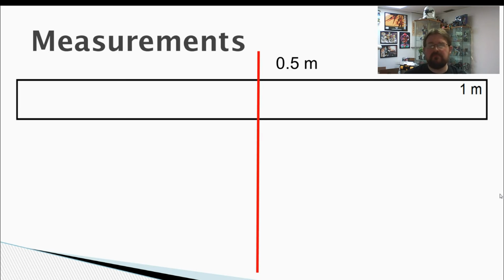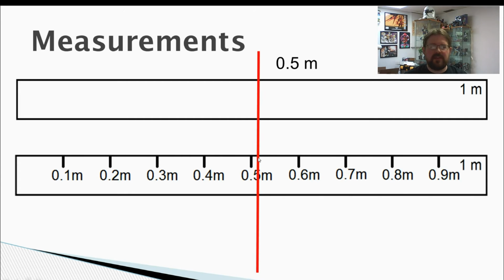You probably said, that's about half a meter, 0.5 meters. That's not a bad guess. The line goes about halfway through the meter stick, so that's a pretty good guess. Let's take a look, though, using a meter stick also, but the one that's a bit more accurate in its measurements.